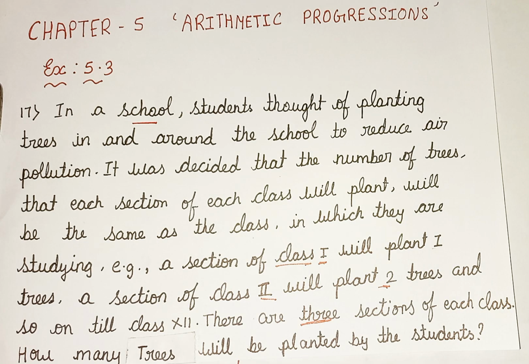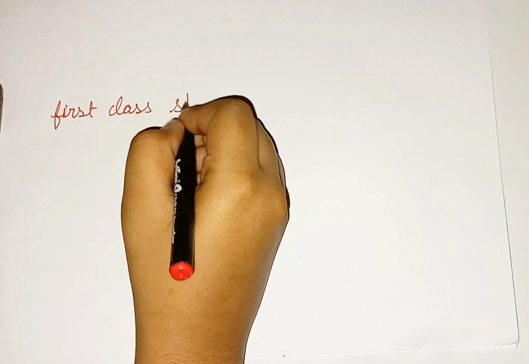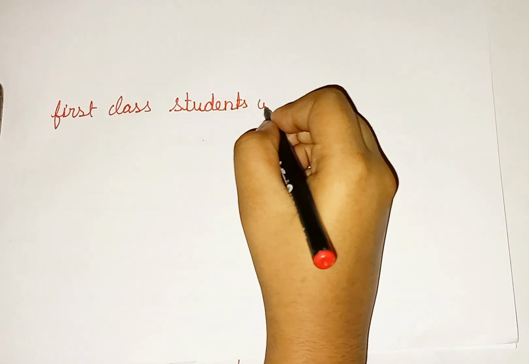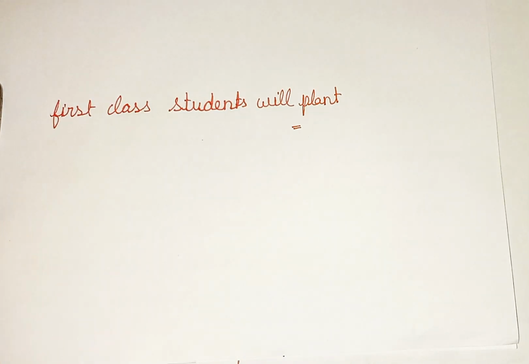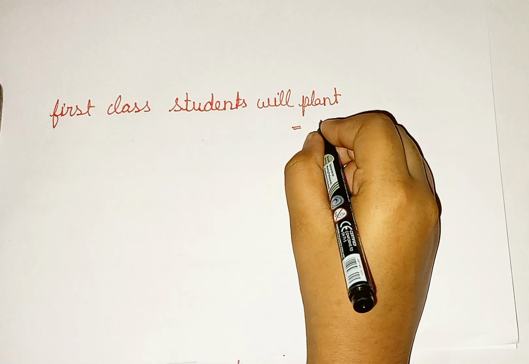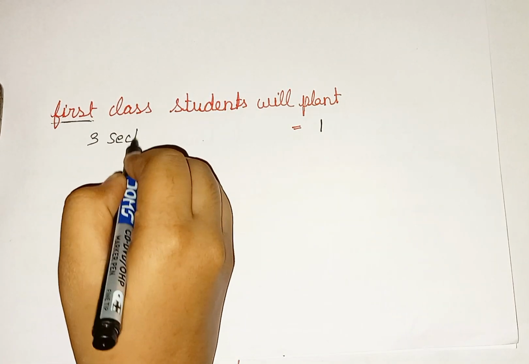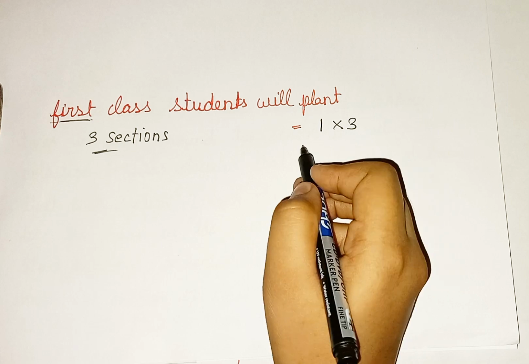So now let us form an AP. Before forming the AP, I would like to say something. So first class students, how many plants will they plant? Of course you guys know in the question they mentioned 1 plant, isn't it? So in the first class, the students will plant 1 plant, so I'll write 1. But you guys know that in first class there are 3 sections, isn't it? So we are supposed to multiply it with 3. So 1 into 3, it is 3.